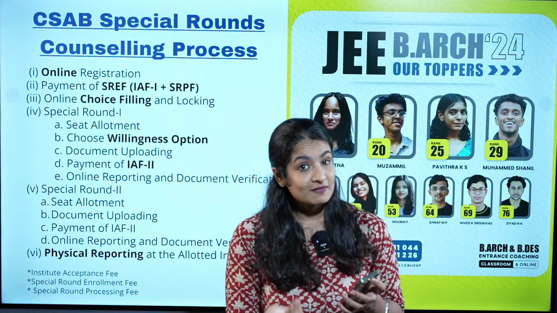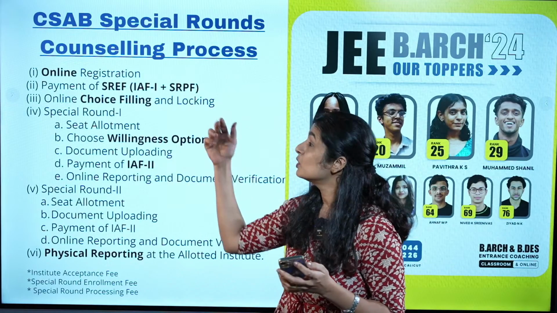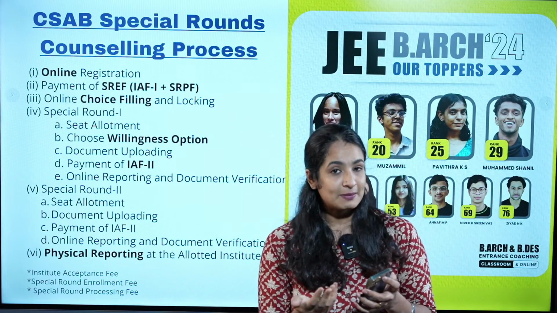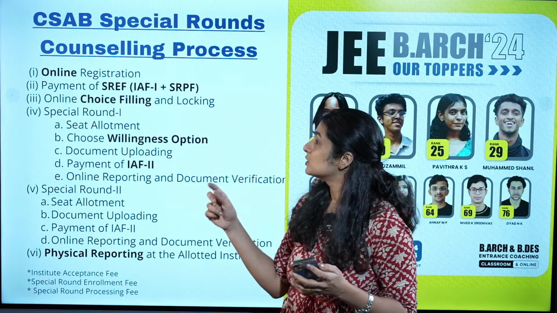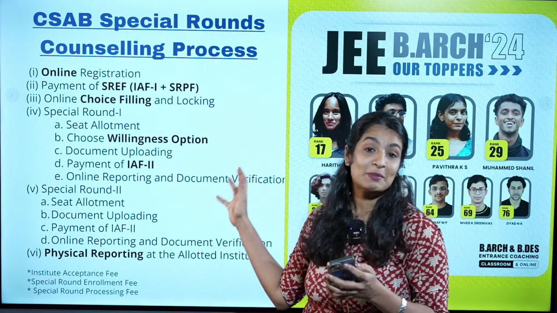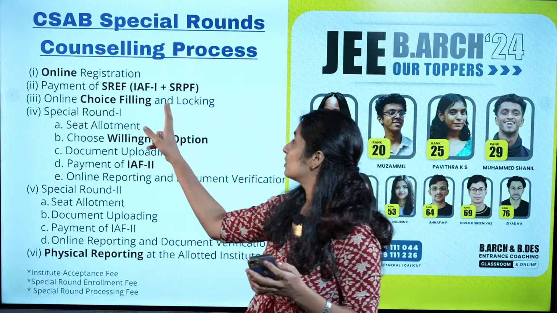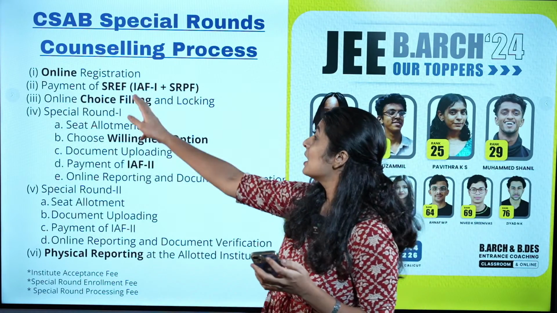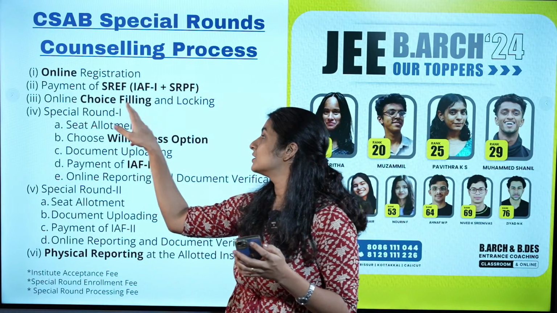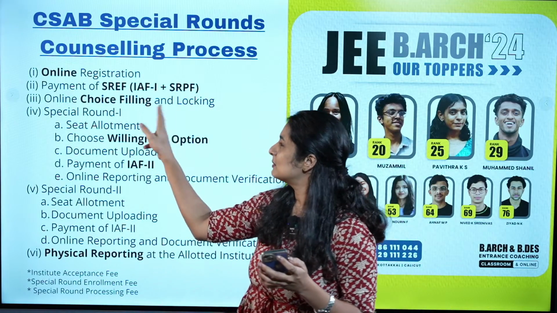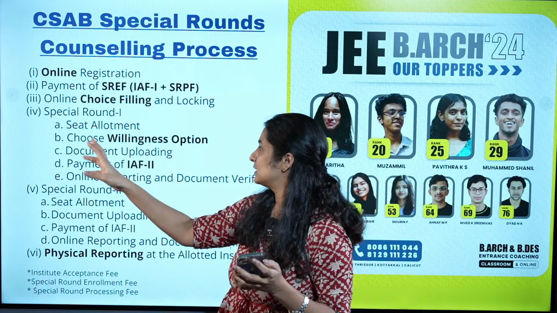So upfront, before even giving the choice filling, you are supposed to pay a fee, because this round of CSAB happens after JOSA. So it's important to make sure that you are very serious about your seat allotments. That's why CSAB collects an upfront fee from you. And third one is the online choice filling and locking. It's similar to JOSA, you know what choice filling and locking is.